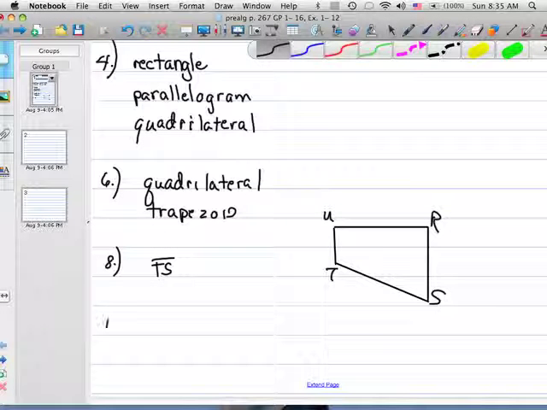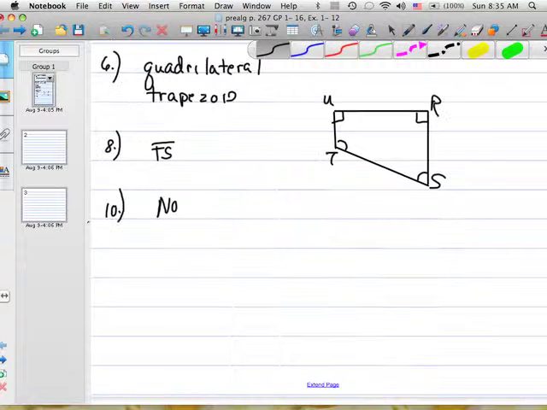And number 10, are opposite angles equal in measure? So is this angle, which is a right angle, equal to this angle, which is obviously not? And this one is not equal to this one. So the answer is no. And then problems 11 through 16.